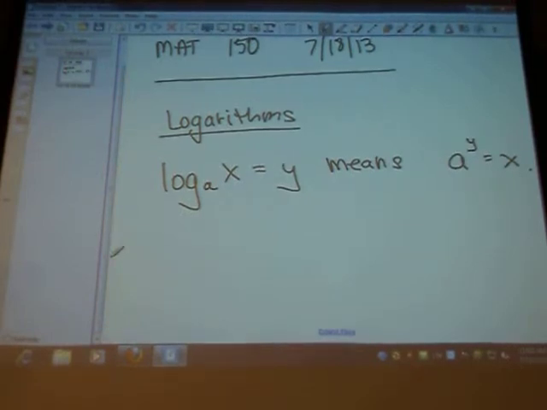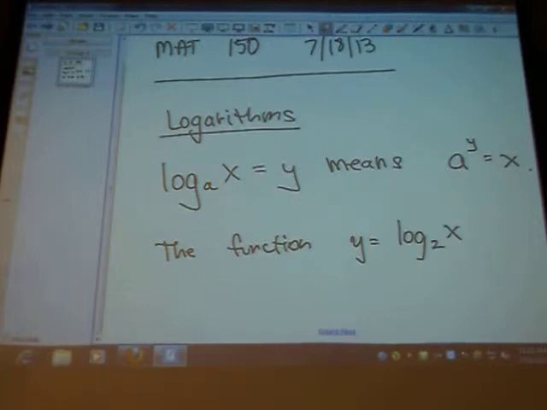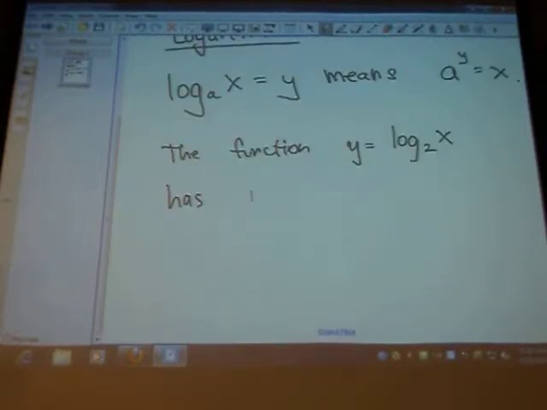Alright, so if I give you a function, let's try log base 2 of x. Then the inverse, or the opposite of that function, would be an exponential function, 2 to the x power. Now that's true for any base.